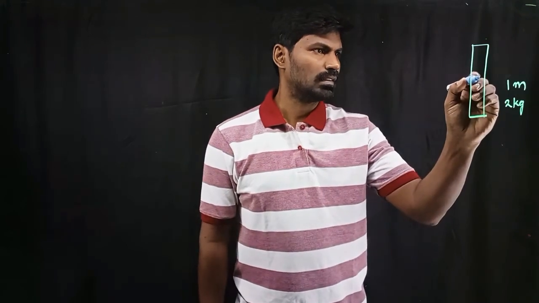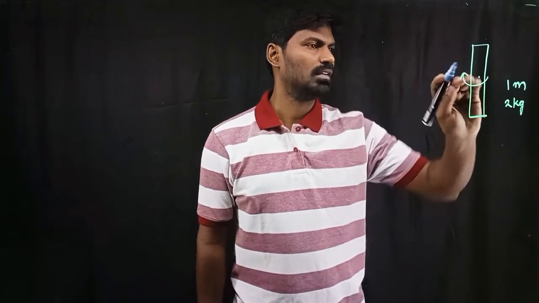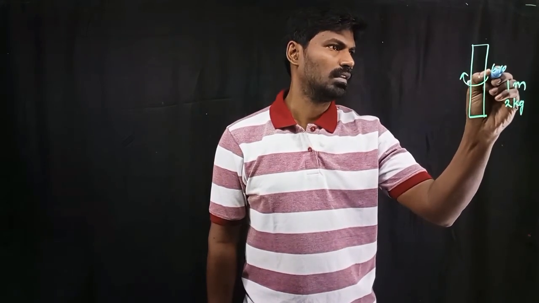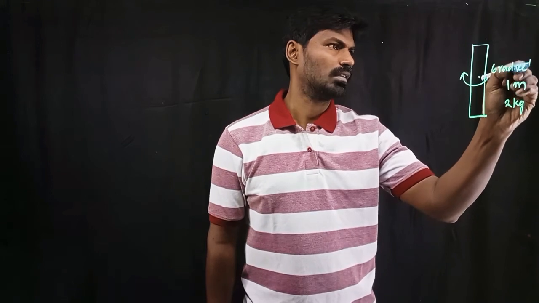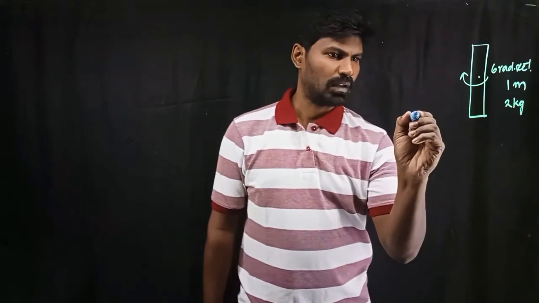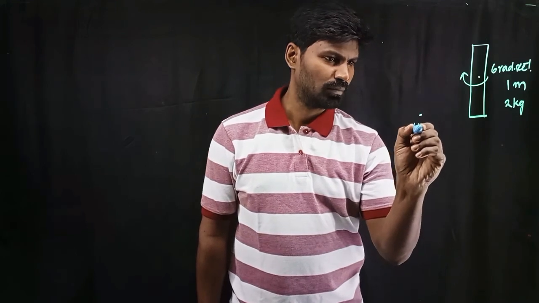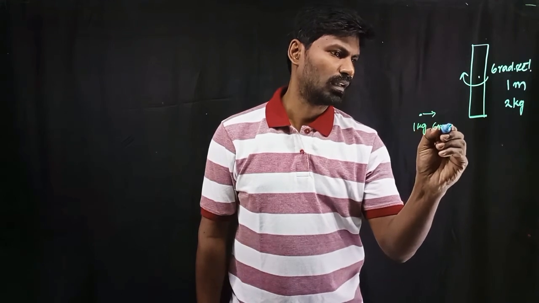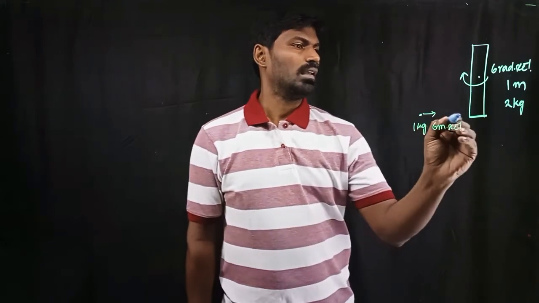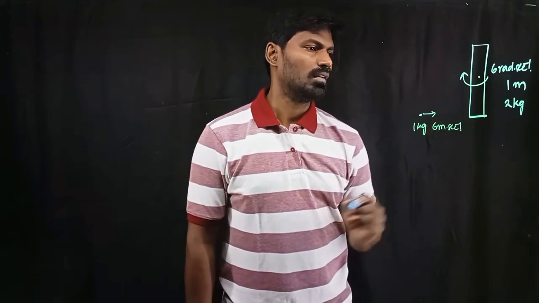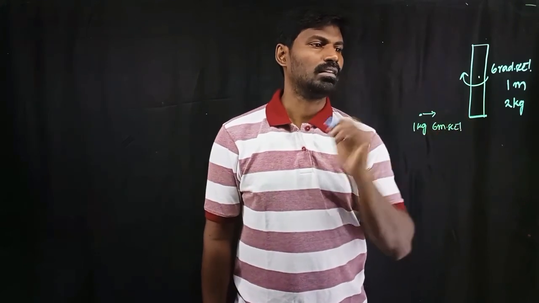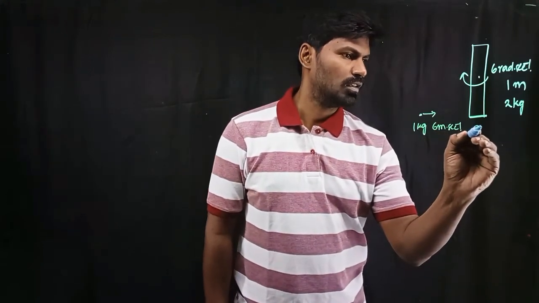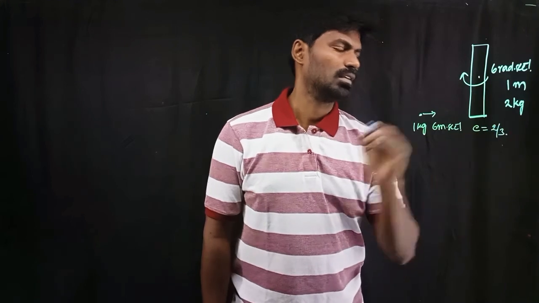which is rotating about its center of mass in the clockwise sense with angular velocity 6 rad s^-1. On this rod, a particle of mass 1 kilogram, moving to the right with velocity 6 m s^-1, is incident at one of its endpoints like this. Assume that the coefficient of restitution e is equal to 2/3.